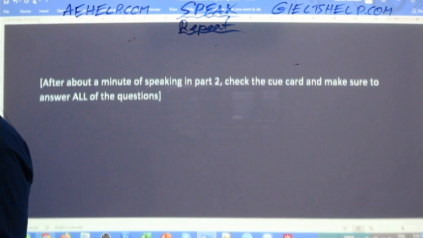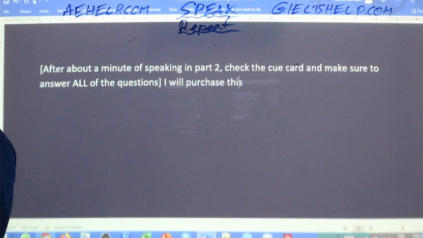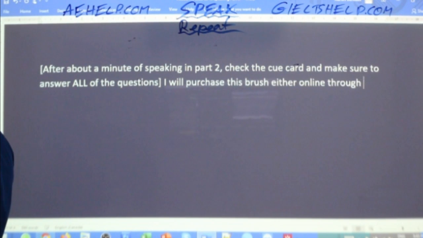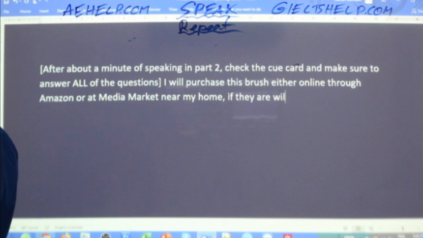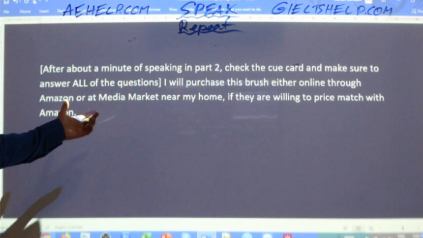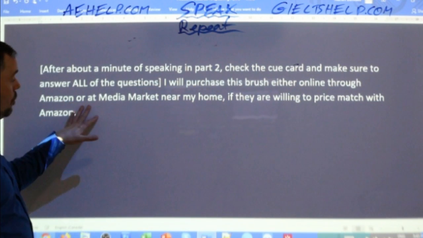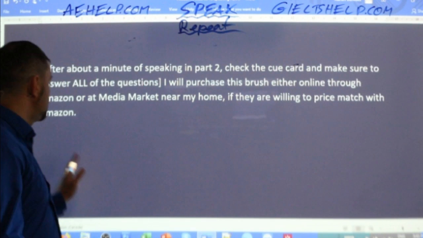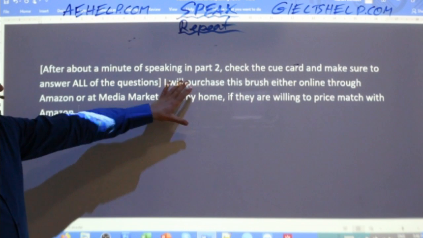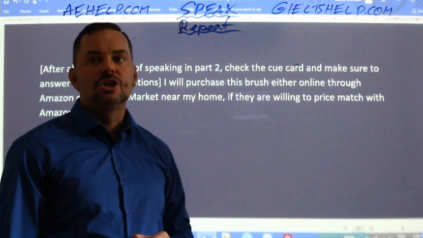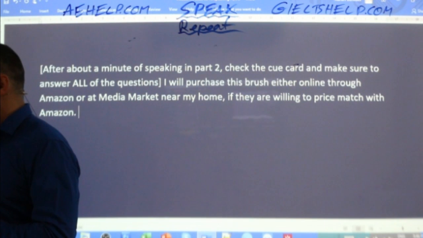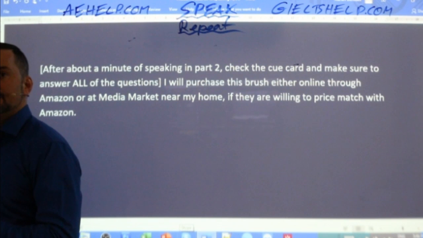I would use a correlative conjunction here. So I will purchase this brush either online through Amazon or at Media Market near my home if they are willing to price match with Amazon. All right, so that's what I would say. Again, very detailed, using compound grammar here, using either or, that nice correlative conjunction to get those band scores up, up and away into the band 8-9 category. All right, that's what you want to do.